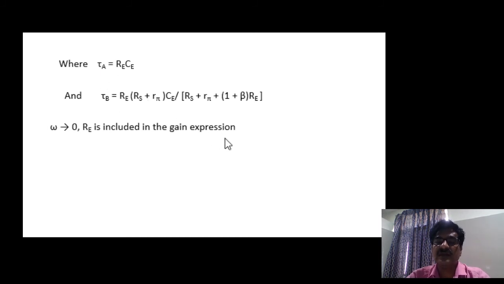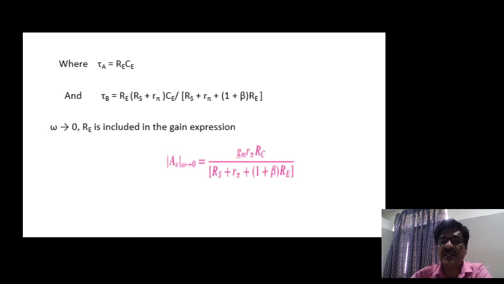And if you see the gain expression with reference to very low frequency and very high frequency, how it will be? When the frequency approaches 0, that is, at very low frequencies, what happens? The bypass capacitor acts as an open circuit. Therefore, the RE resistor is included in the gain formula. So the gain you can express like this: Gm R pi RC divided by RS plus R pi plus (1 plus beta) times RE.